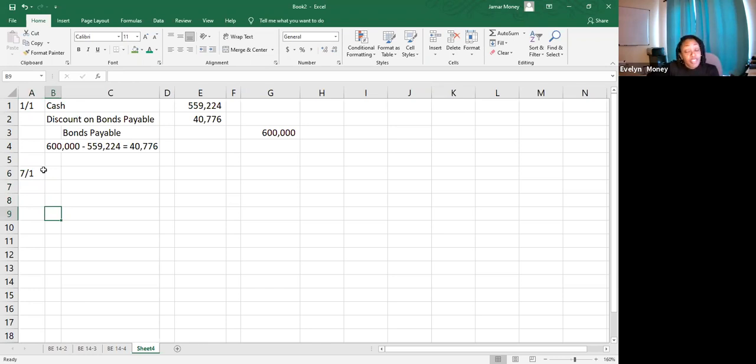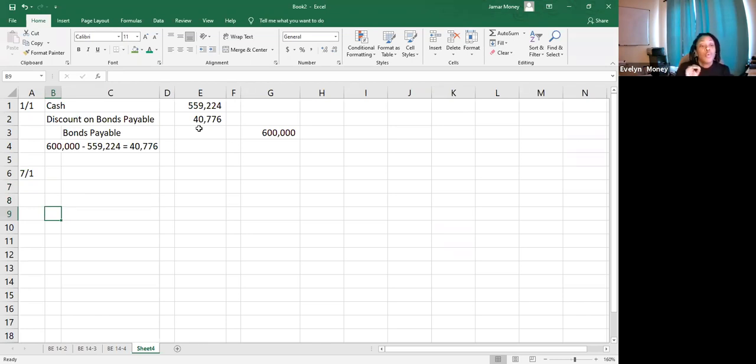Using the straight line, not the straight line method, but if we were to be using the straight line method, then I would just take this discount and divide it by the number of periods. And I think in this one, these were 10-year bonds and interest is paid 2 times a year, so it would have been for 20 periods. But we're not using the straight line method. We're using the effective interest method.